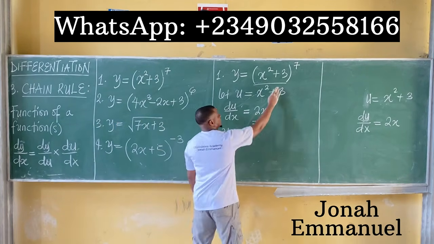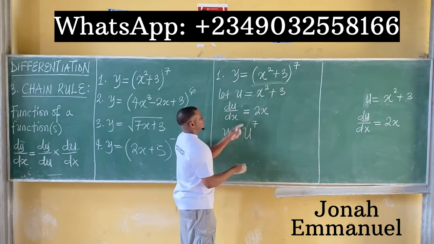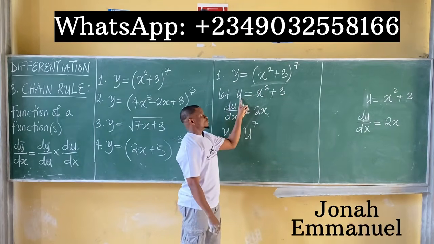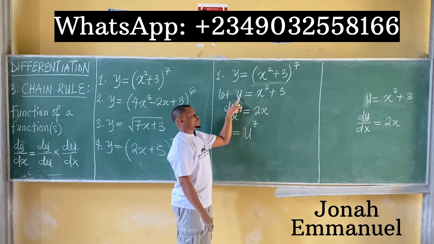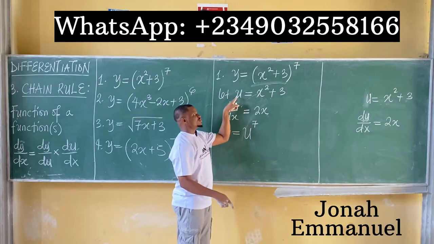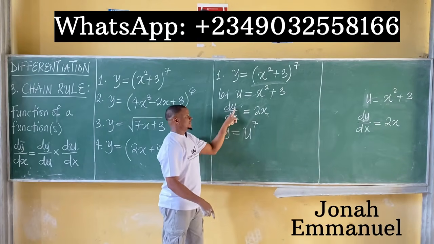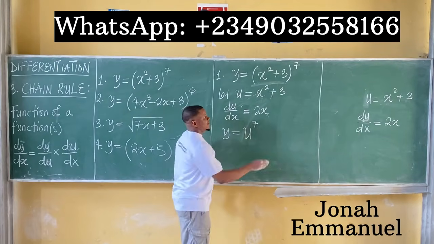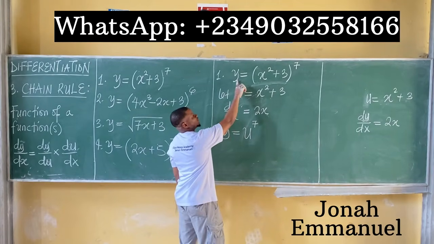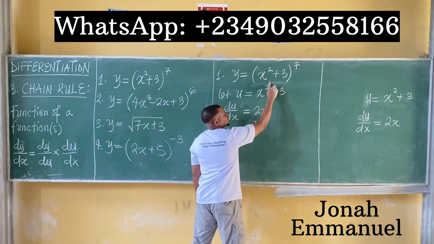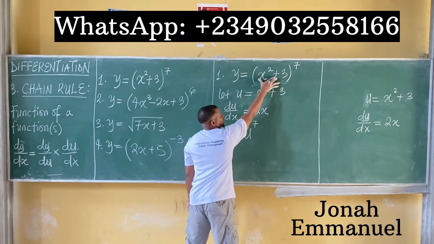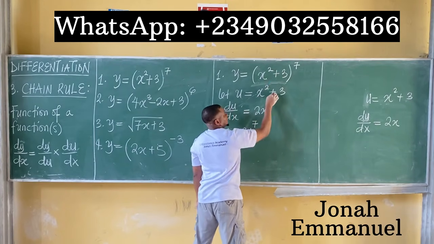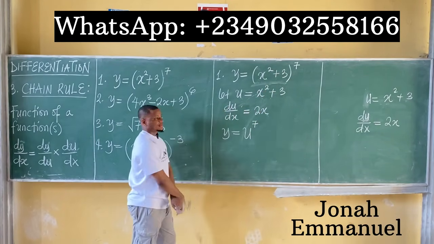You get it, don't worry. First things first. Let u be equal to the term in bracket. Differentiate u with respect to x. It becomes du dx. Use your general method. You have 2x. Next up, back to your question. y is equal to, we said this should be u. So remove this and put u. Becomes u to power 7.